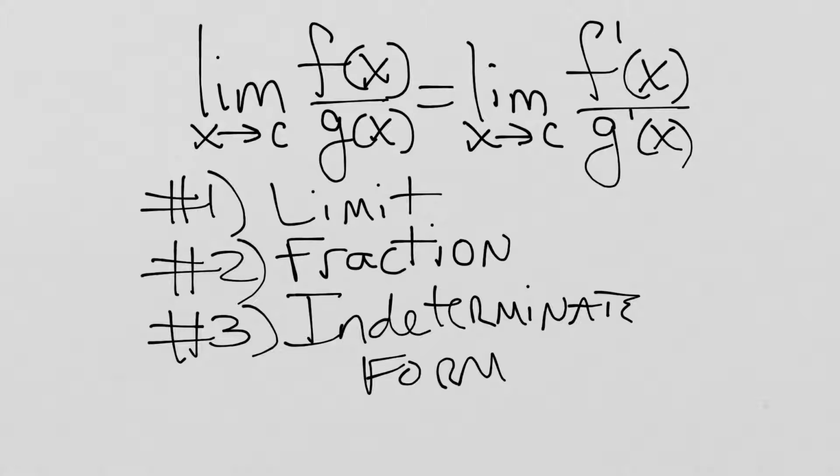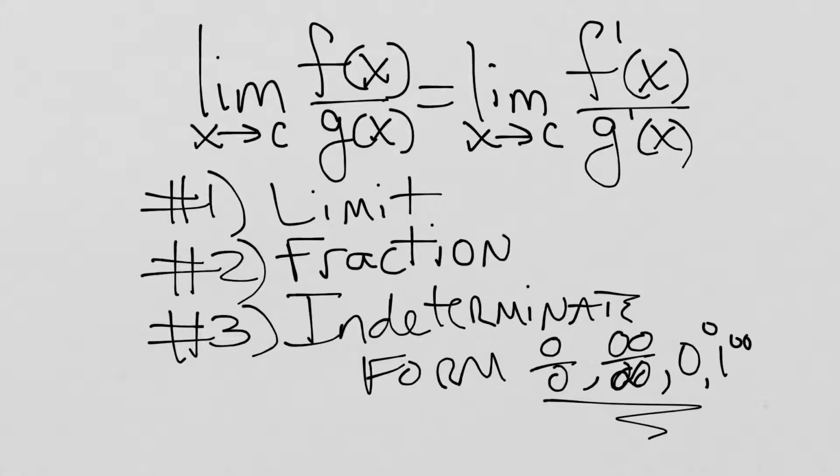So when you get the indeterminate form, like 0 over 0, infinity over infinity, what else? 0 to the 0 power. Here's an odd one. 1 to the infinity is considered indeterminate. Any of these forms over here, those are considered indeterminate forms. Also remember that if you get an answer like 0 or 2 or infinity itself, you can stop. You don't have to pursue it any further.